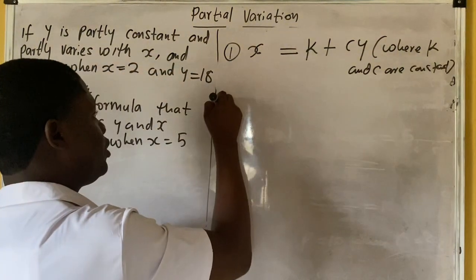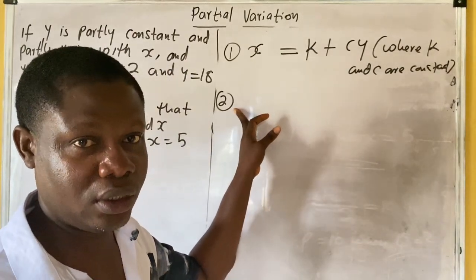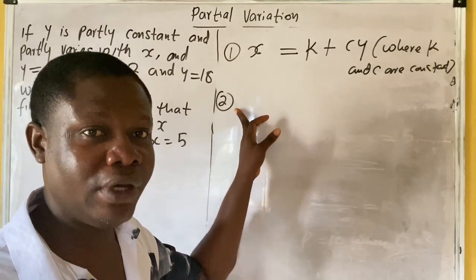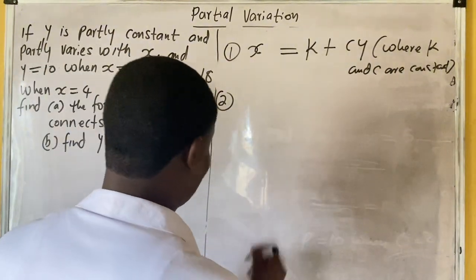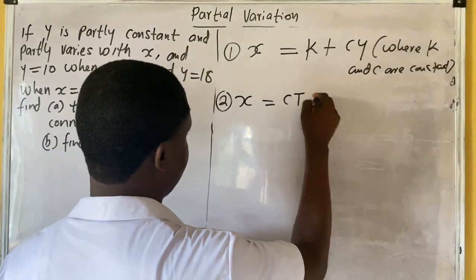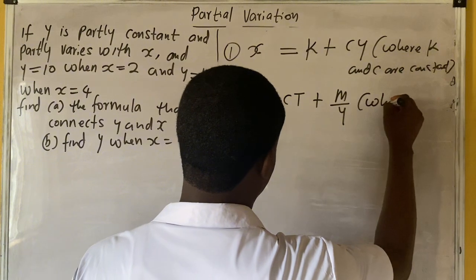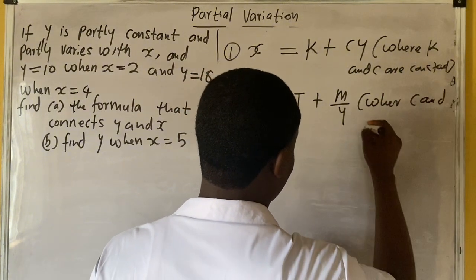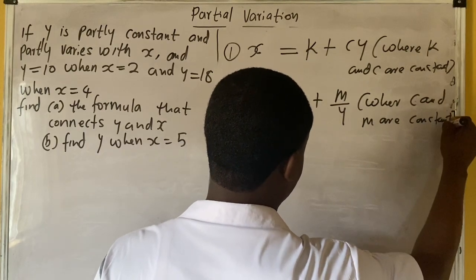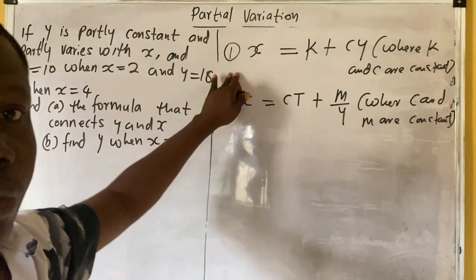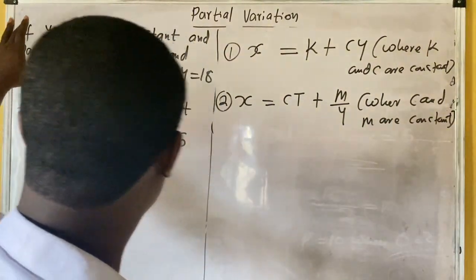Now, the second point to note is that if you are told that a quantity varies with another quantity and partly varies with another quantity, this is how your working equation should look like. x is equals to ct plus m over y, where c and m are constants. So these are the 2 points to note when you are solving problems under partial variation. Let's look at the problem that we have here on the board.